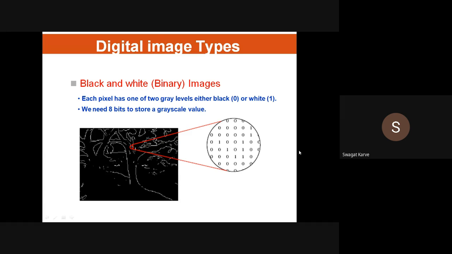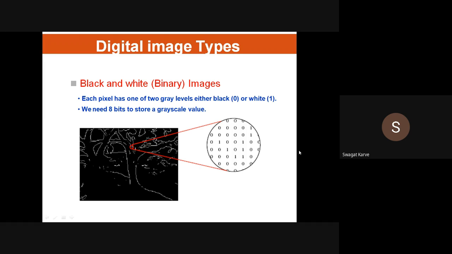Okay, what is the formula to calculate the size of the image? It's m into n into b. That b, you can represent it as k, it doesn't matter, you can use any letter, but normally k or b is preferred. So m into n into b, where b is the number of bits used to represent a single pixel. Now, based on that, we can have three different types of images.